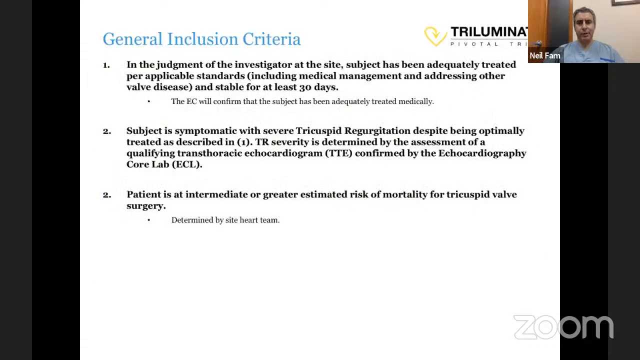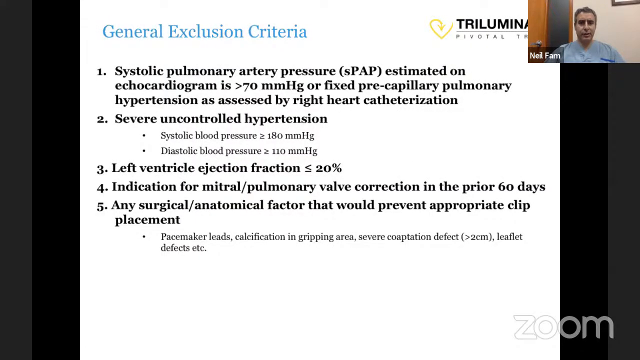So for inclusion, patients had to be treated with diuretics for at least a month. These patients all get right heart caths to confirm their PA pressures are not too elevated and that they're optimized prior to being enrolled. And exclusions: PA pressure more than 70, precapillary pulmonary hypertension, uncontrolled systemic hypertension, severe LV dysfunction, etc. So the trial has been enrolling very well. It's about two-thirds completed, and will provide the first glimpse as to whether transcatheter intervention improves clinical outcomes.